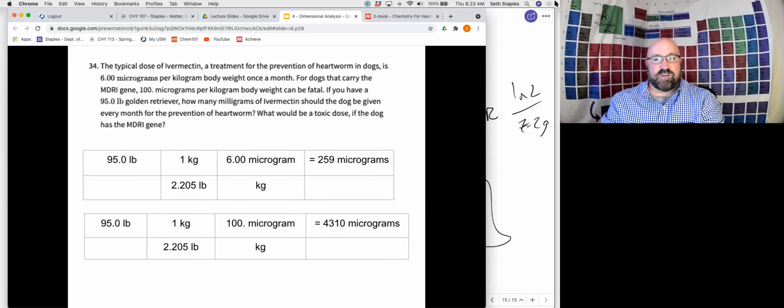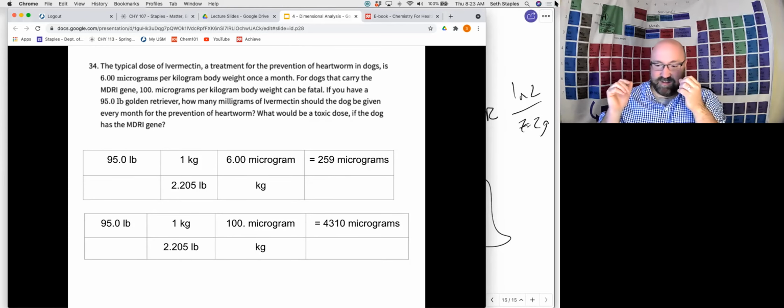And we find that a toxic dose would be over 4,000 micrograms, 4,310. And so we're well within those limits. This dog is not going to receive a toxic dose if it happens to contain the specific gene. And so that will be fine. And so this was dimensional analysis.